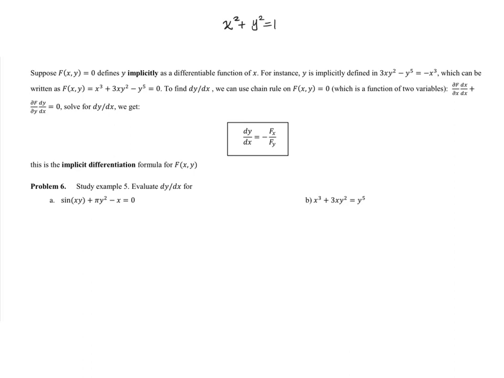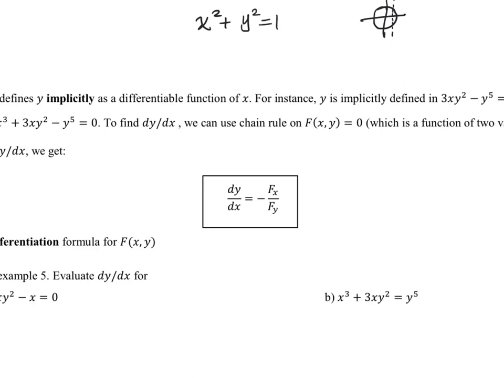Hi guys, I would like to first of all review the implicit differentiation that was covered back in Calculus 1. Suppose this is the equation of a circle. This is not a function because it fails the vertical line test. In order for us to find dy/dx, there are a couple of ways.